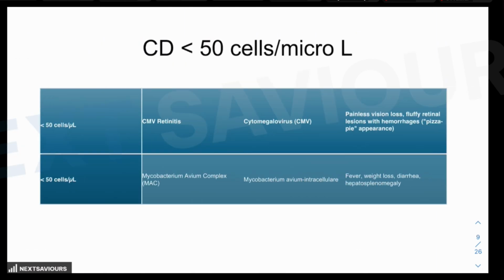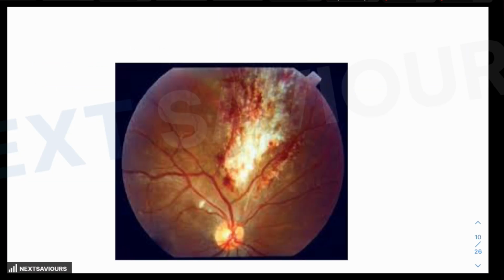And if the CD4 count is less than 50 cells per microliter, in that case you have to think of CMV retinitis and Mycobacterium avium complex. The clinical features are going to be fever, weight loss, diarrhea, and hepatosplenomegaly. In case of CMV retinitis, they will provide a very specific finding: a patient suffering from painless loss of vision along with a fundoscopic finding of fluffy retinal lesions with hemorrhage, also known as the pizza pie appearance.